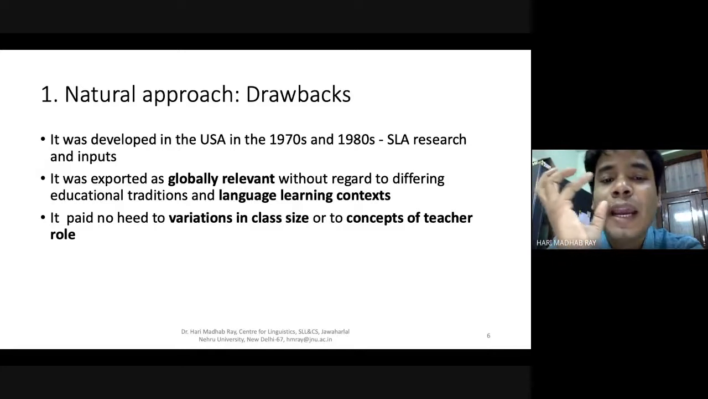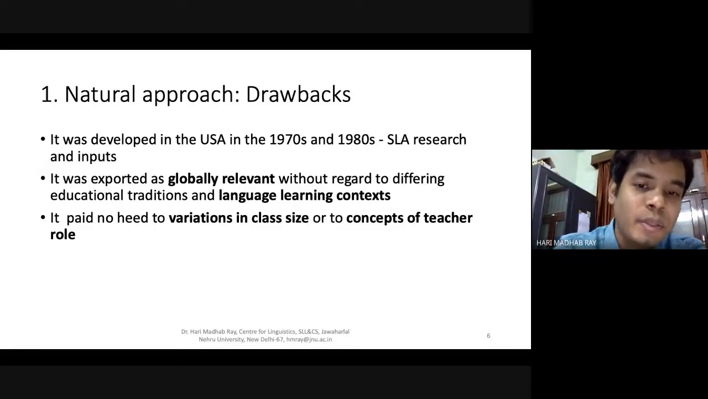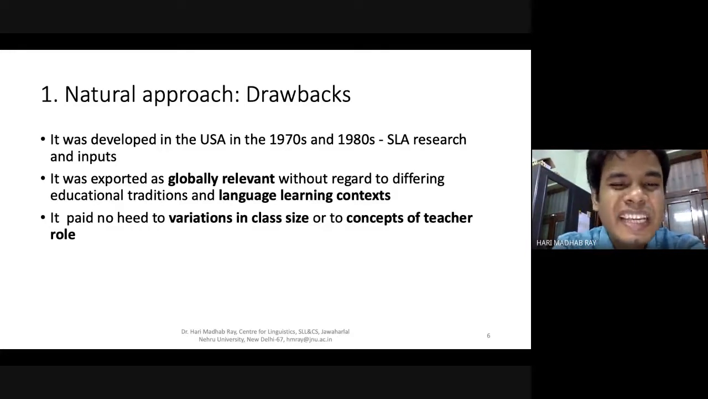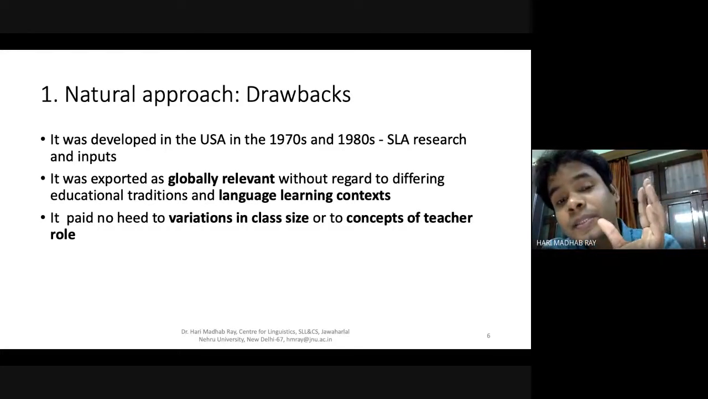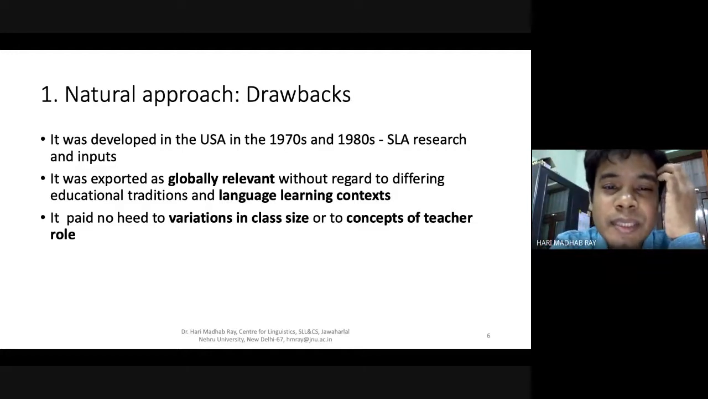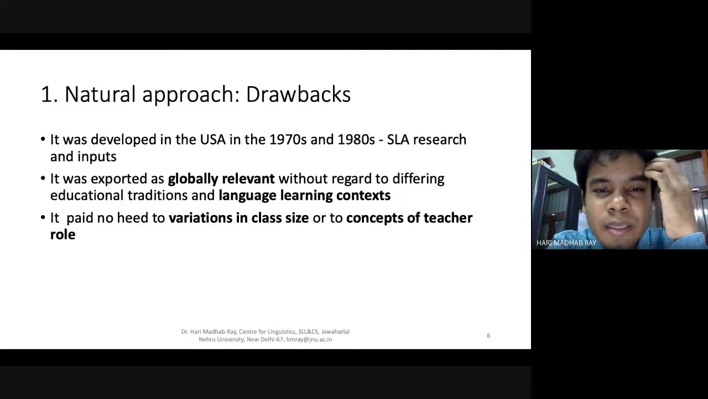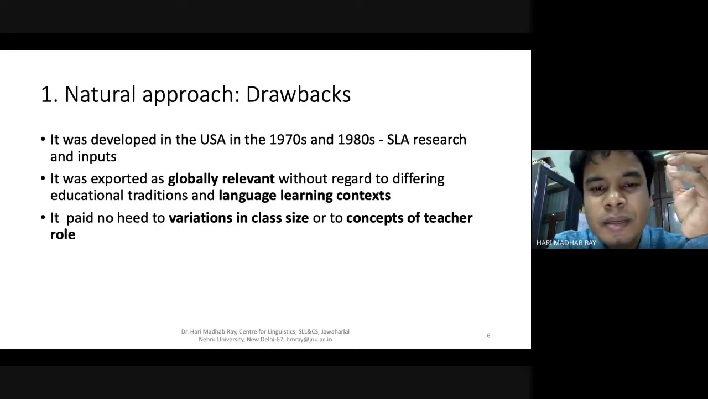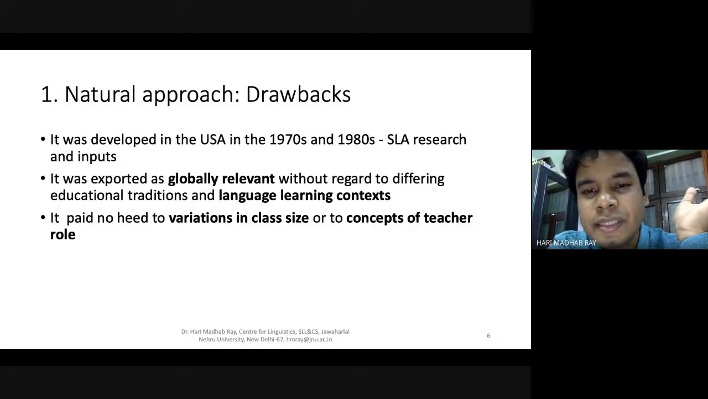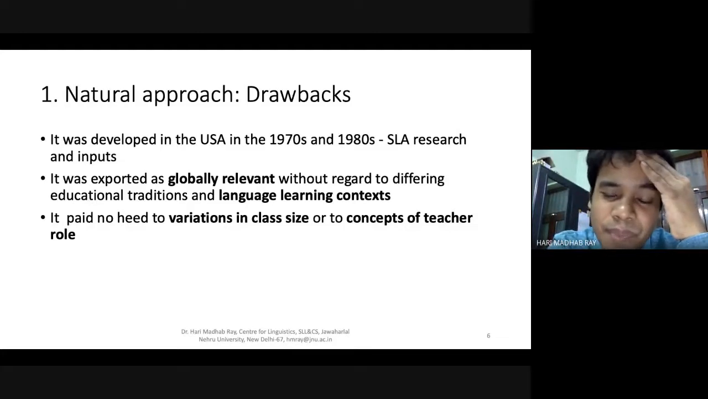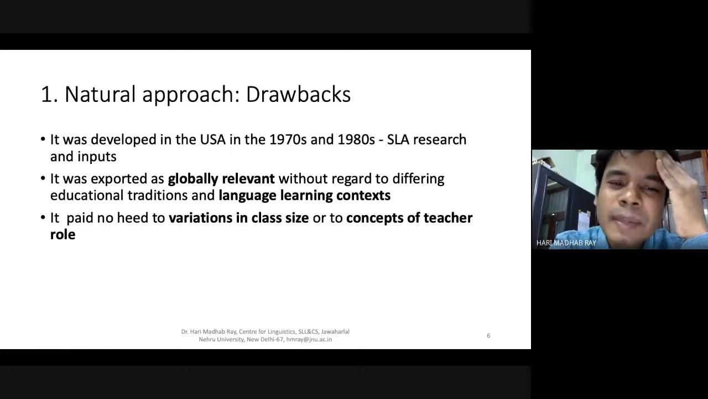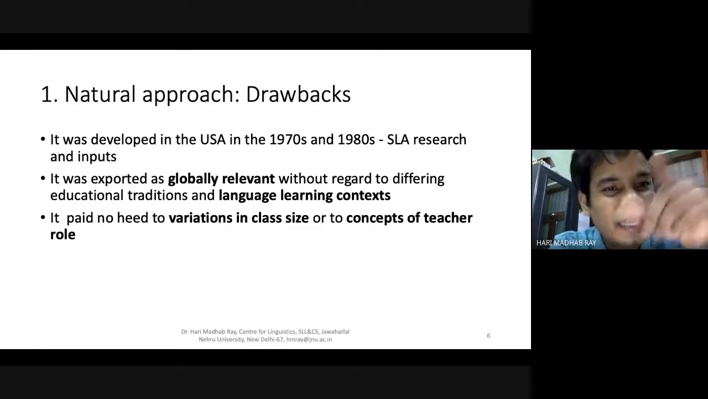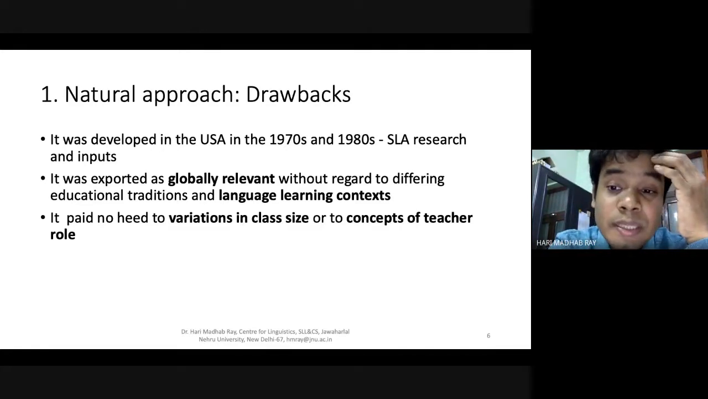And so the same kind of ideas were, let's say, exported globally, as if they were globally relevant, without regard to differing educational traditions and language learning contexts. Try to understand that whichever principles you have developed in the USA, if you think it's a cure-all medicine that can be applied in whichever country, whichever context, then as a result, it actually failed mainly. It paid no heed to variation in class size. Again, it's a problem with the direct method, and here also the natural approach, or to concepts of teacher role.